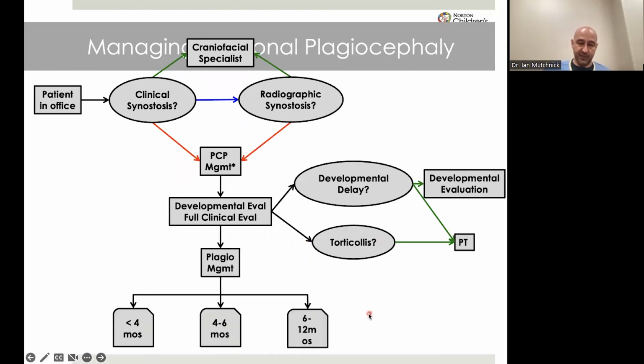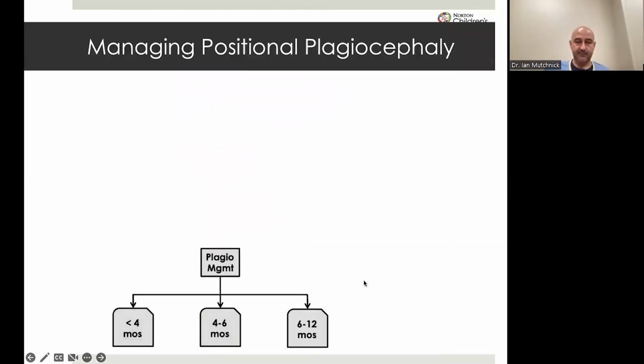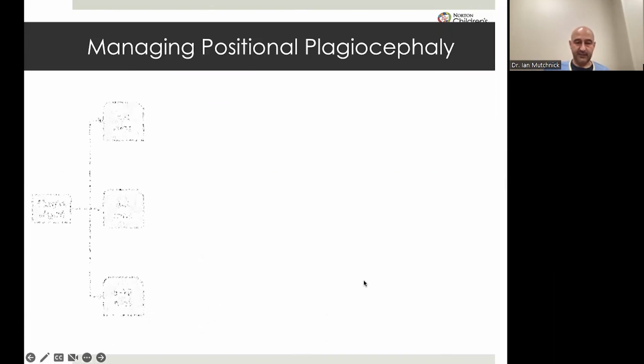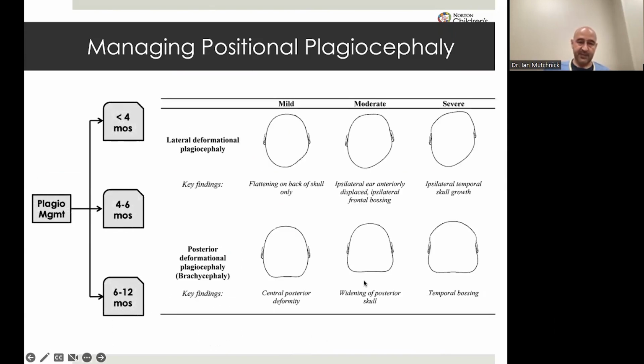If you do plagio management, so the question you need to face is this. You've done a developmental eval, you're doing positional plagio management, and so you need to think: is the kid less than 4 months? Is the kid 4 to 6 months? Or is this kid 6 to 12 months? Because it's going to change how you manage things. So let's take a look at how that works. We're going to take those different time frames.